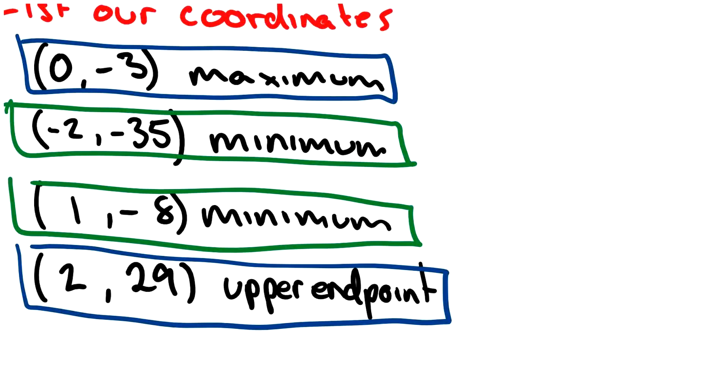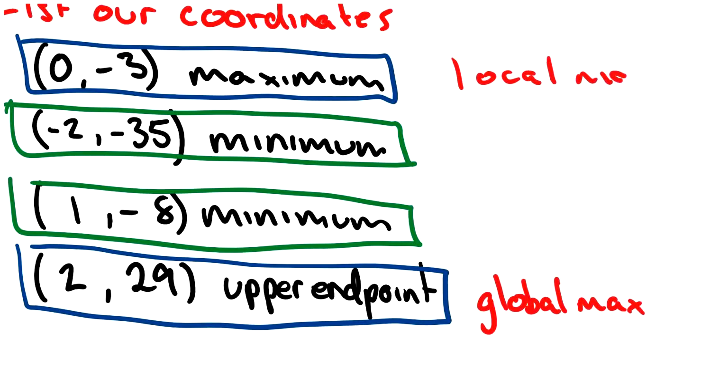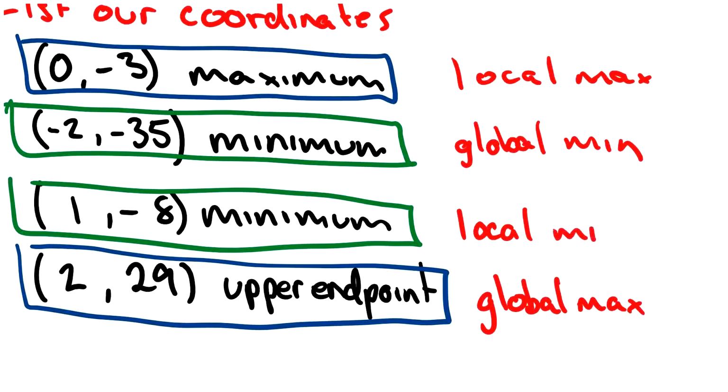Now, since our upper endpoint has the highest, we know that this is going to be our global max, which means this one up here must be a local max. Because remember, local can be just any point. The global is the highest. So now we're going to focus on our green, our minimums, which has the smallest y value, and that happens to be this one. So this is our global min, and then we have a local min.